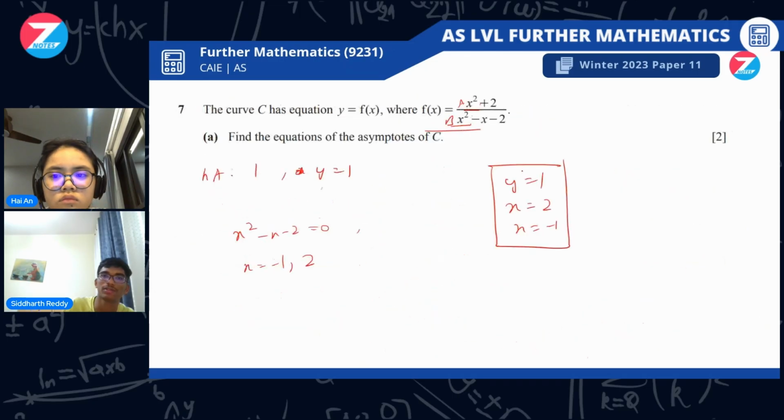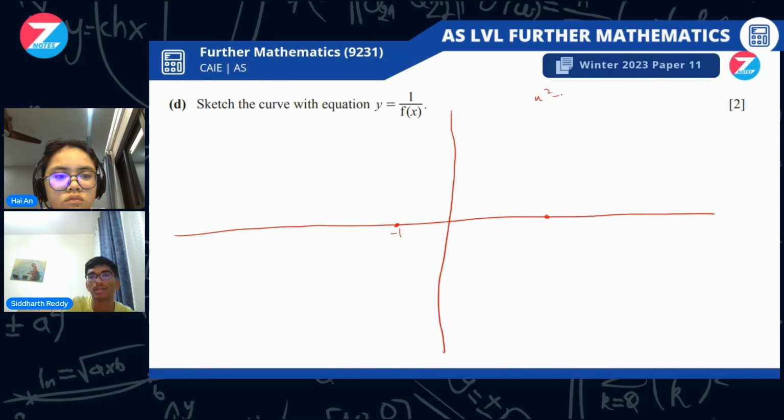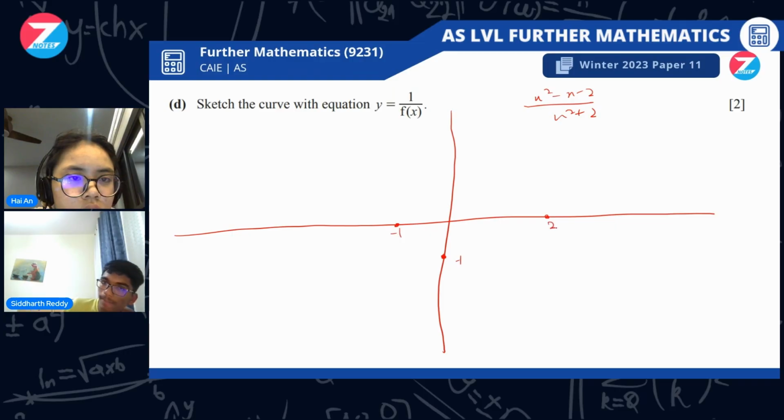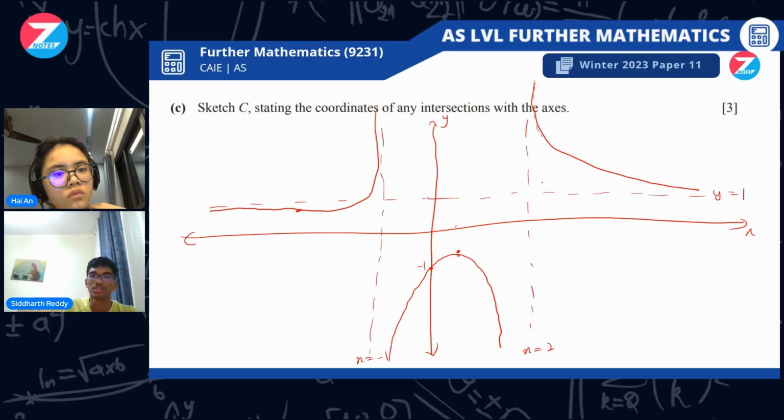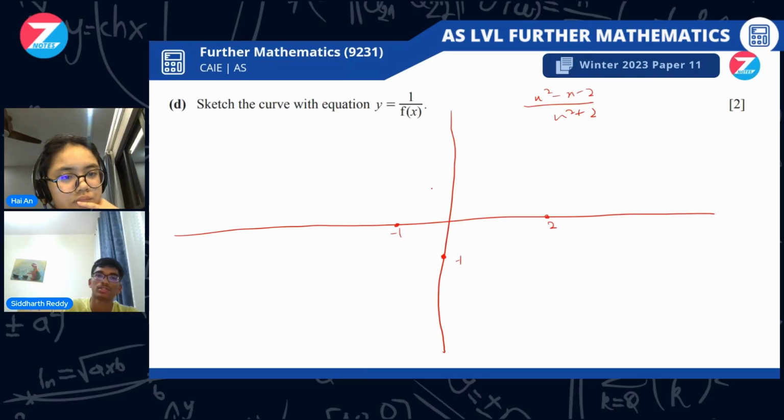So now 1 by f of x will just become x square minus x minus 2 divided by x square plus 2. So there will be an intersection of the axis in the same place. I can just put x is equal to 0, and you see that the vertical intercept will just be minus 1 again. And the vertical asymptote stays the same.